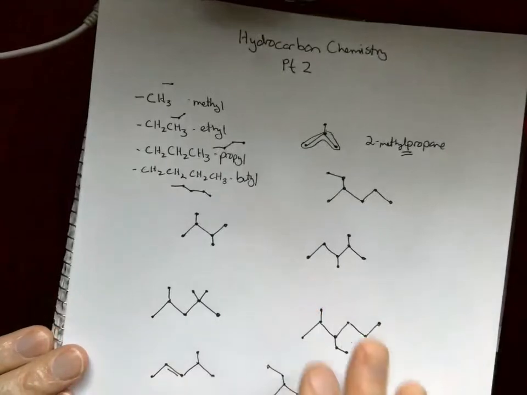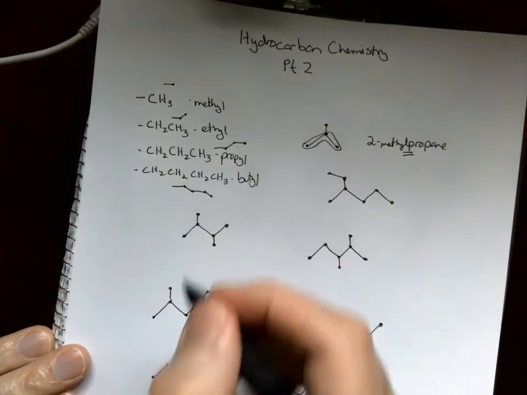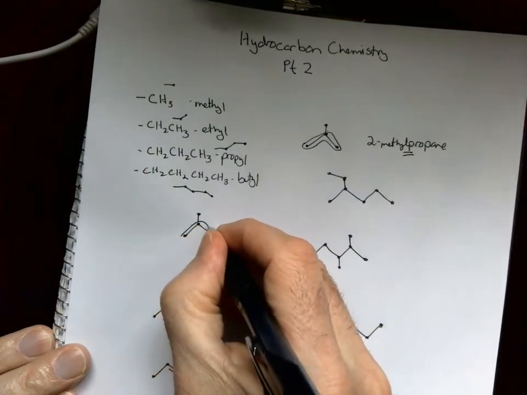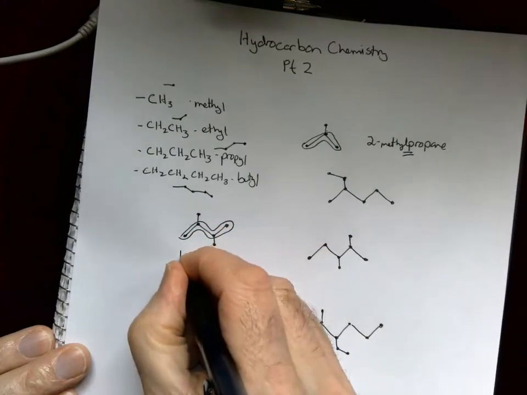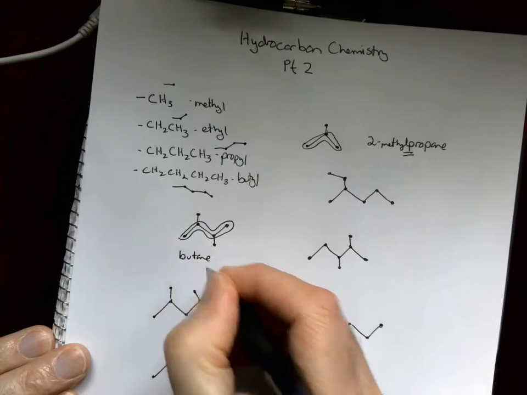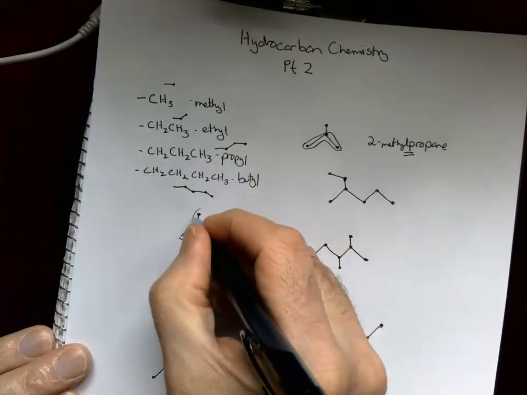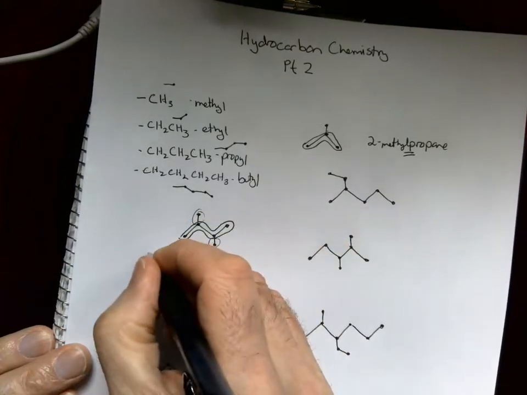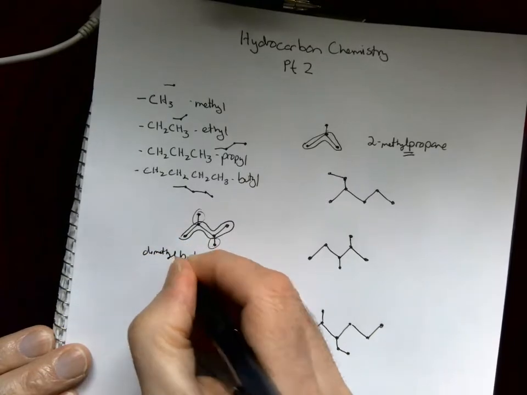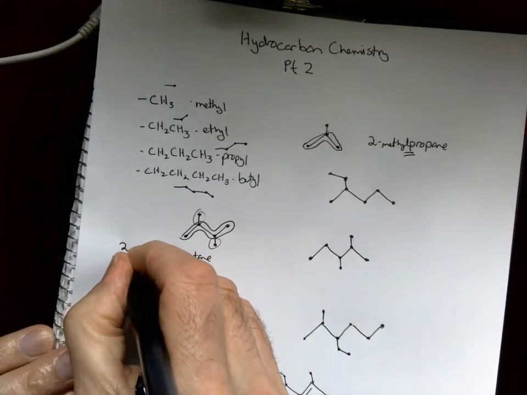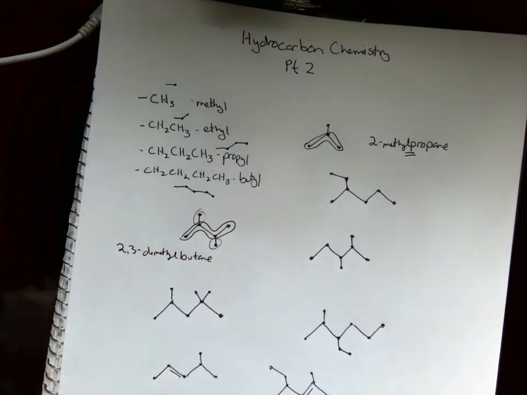Okay, so I'm going to skip this one for now. Find your longest chain. That's a butane. There are 2 methyls, 1, 2. That's called a dimethyl because there's 2 of them. Where are they? They are on the second and third carbon.